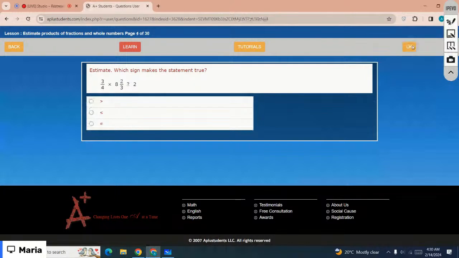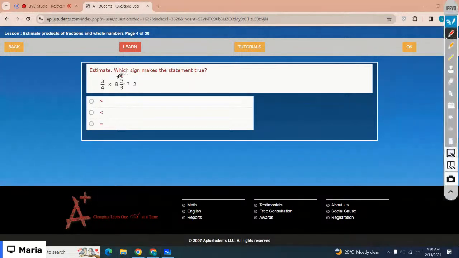Okay, the next one is 3 by 4 times 8 whole 2 over 3, and you have to compare them to 2, right? So, first look at this part, that is 3 over 4. You cannot divide this by 3. No, hold on. Just convert it into improper fraction, right? That is 3 over 4 times 8 times 3 is 24, 25, 26. That is 26 over 3, right?